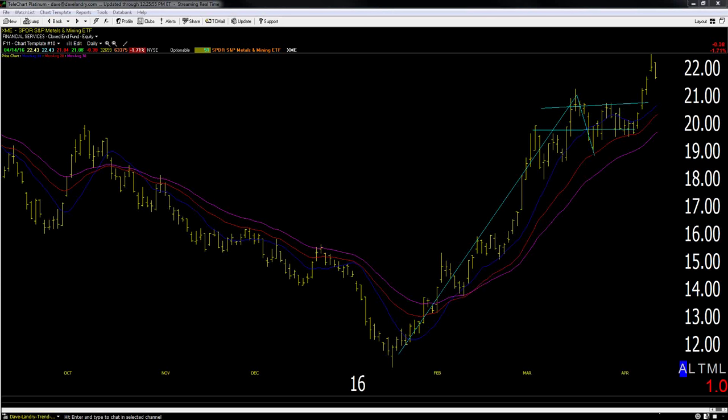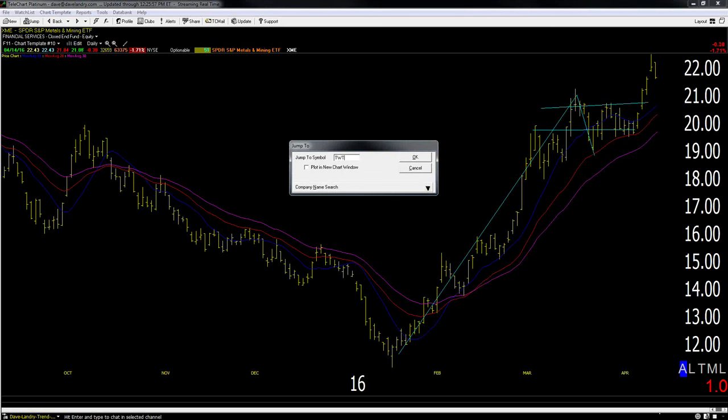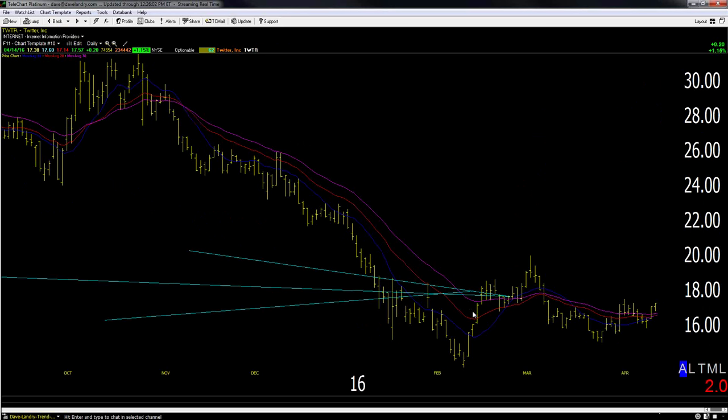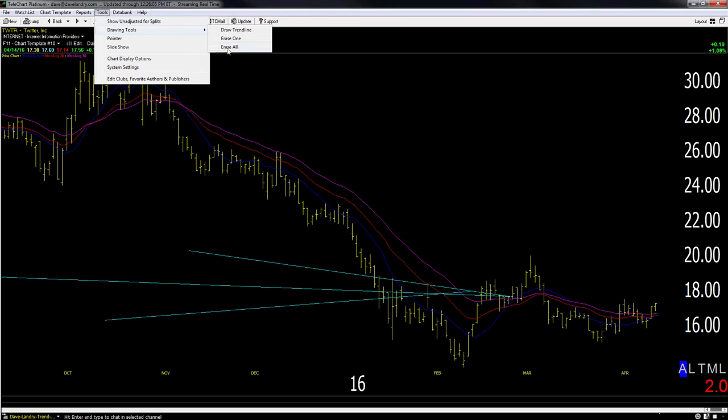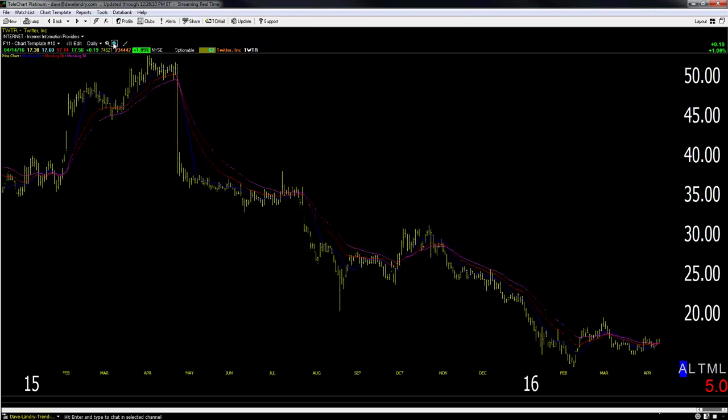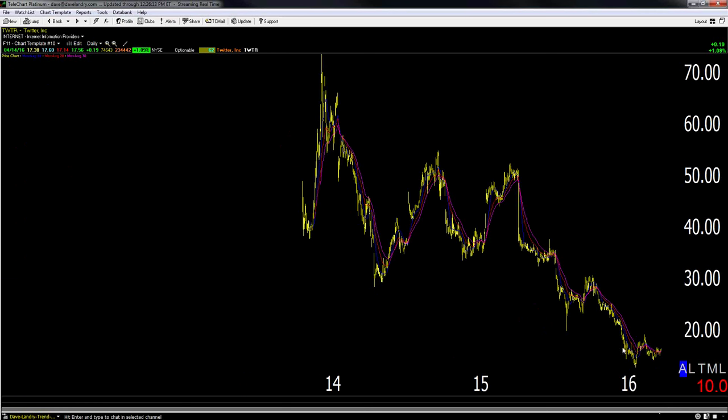Gary wants to know about Twitter, TWTR. No, draw your arrows. Kind of sideways in here lately. But yeah, I hear you. It's bottoming, but it looks like it's more of a process than an event. So yeah, if it keeps bottoming out, it might be worthwhile, but it looks like it's a process again rather than an event.